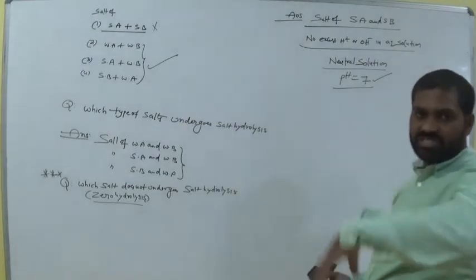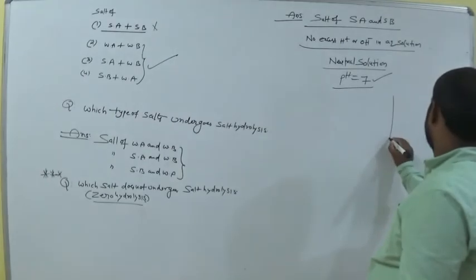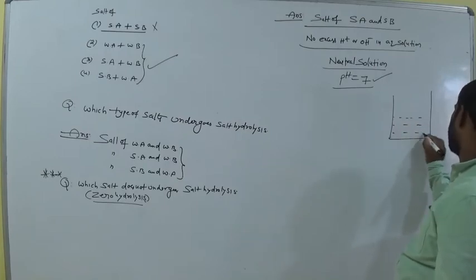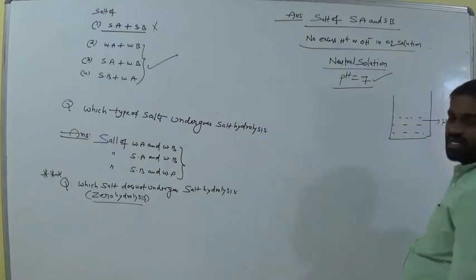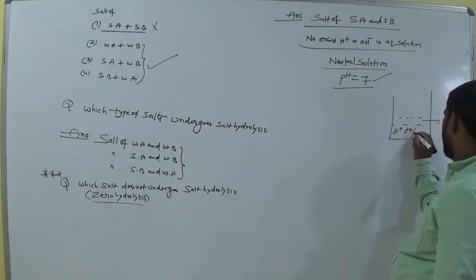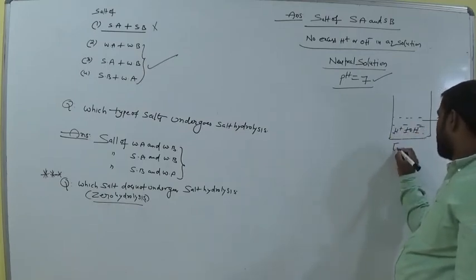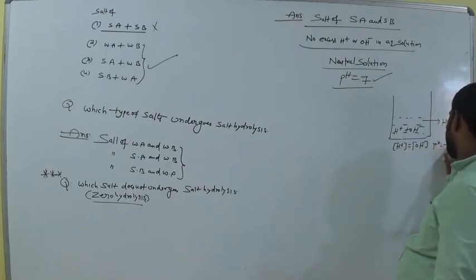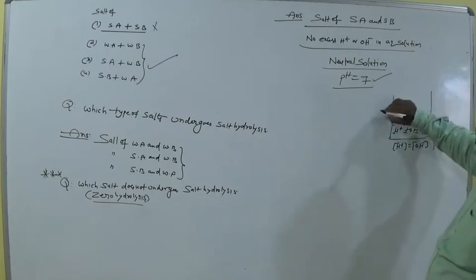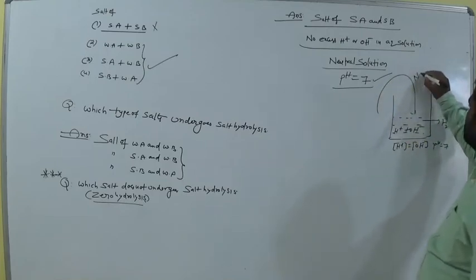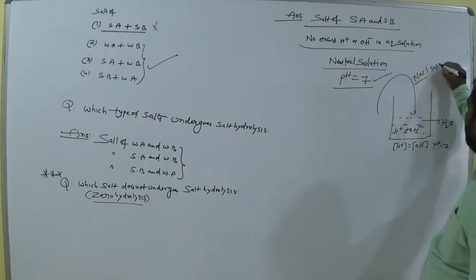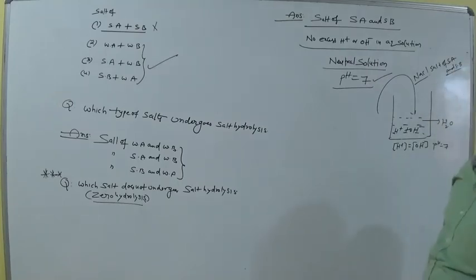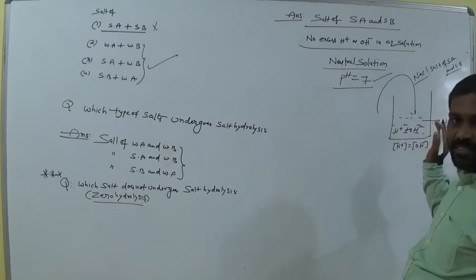Suppose in the beaker we pour some salt. Now this is the beaker, am I right? Now this beaker consists of some quantity of water. What are the ions present here? H plus and OH minus in equal quantity. Number of H plus equals number of OH minus. In this case pH equals how much? 7. Now add NaCl. NaCl is a salt of strong acid and strong base, am I right? Clear? All of you?